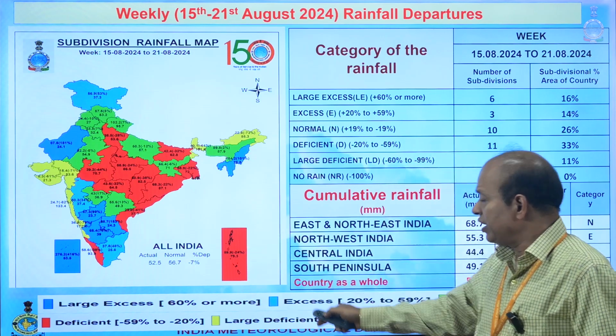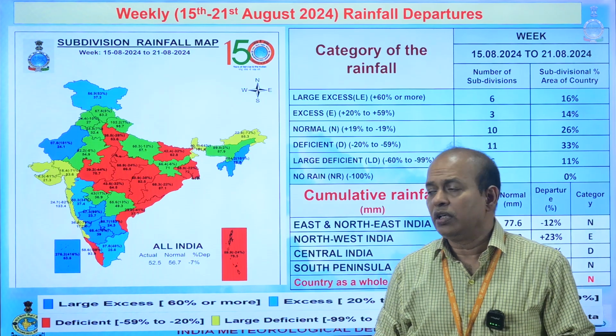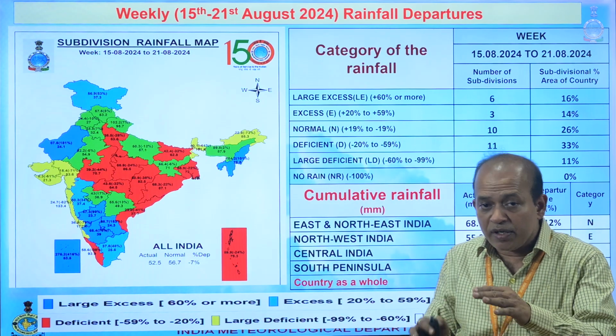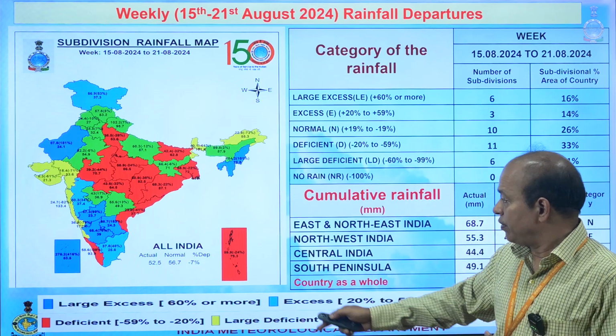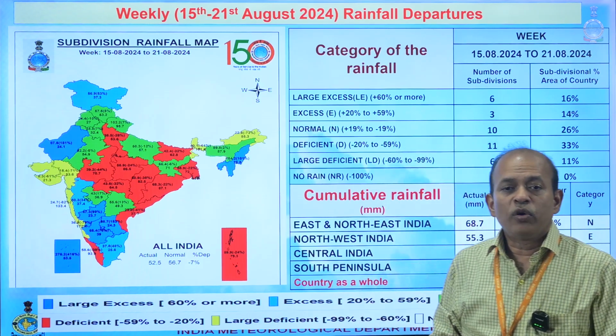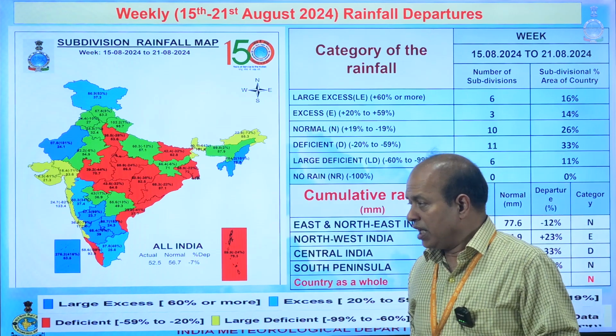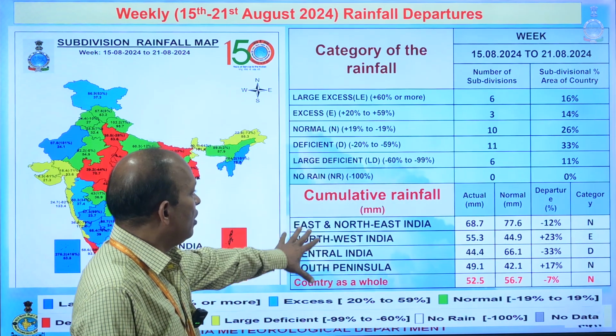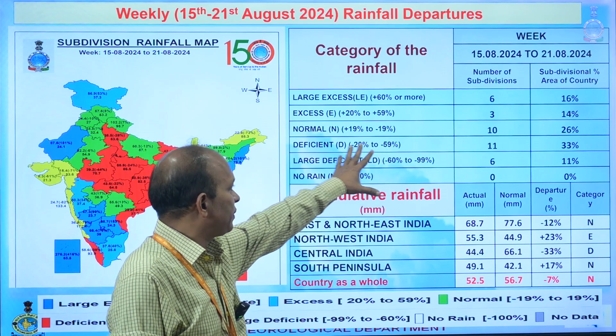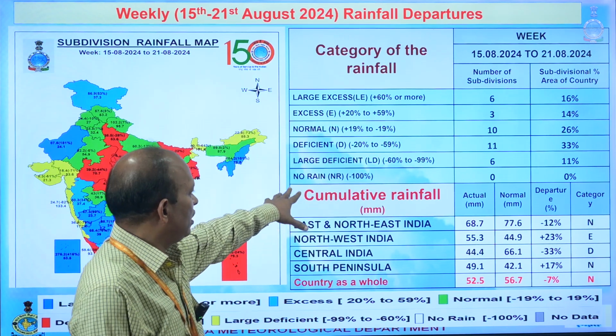So if you see the overall, the country as a whole received -7%. That means the rainfall activity, since this is an active monsoon month of August, during the week actually was 7% less than the normal. And distribution wise, if you see the region wise, this is the table of how the subdivisions are classified, from large excess to no rain.